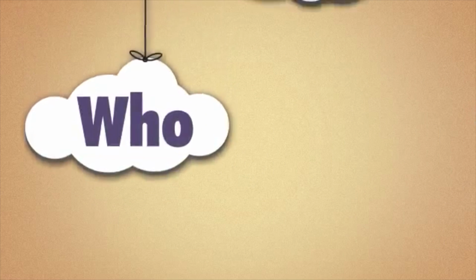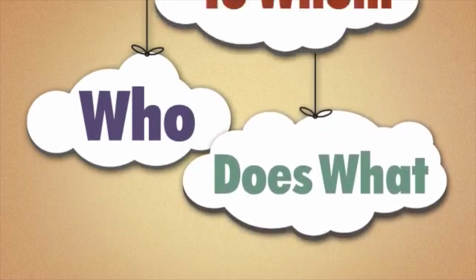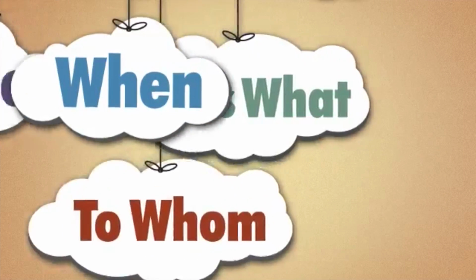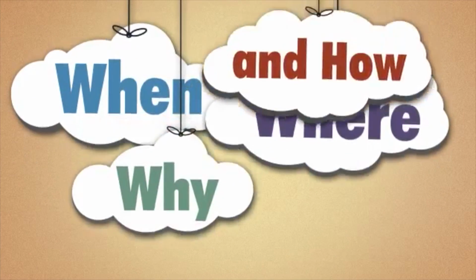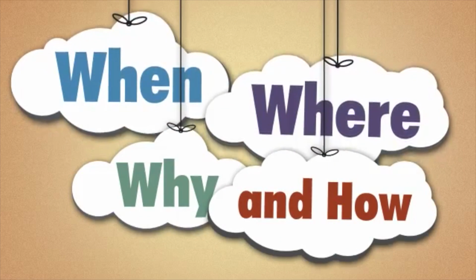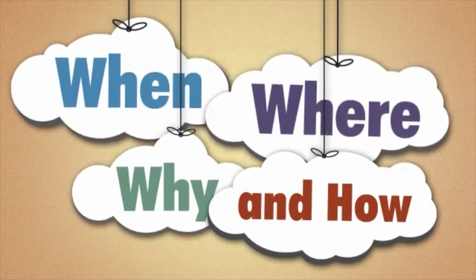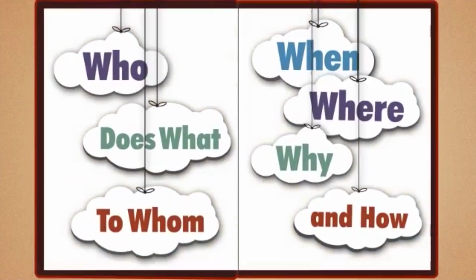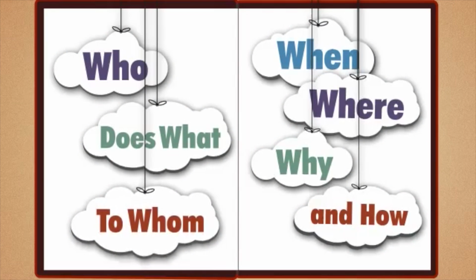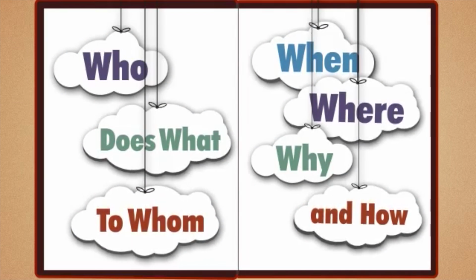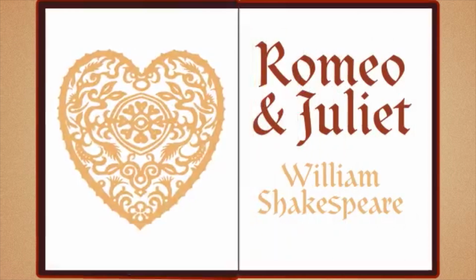Teach them how to use prompt questions, such as who, does what, to whom, when, where, why, and how, to identify the important points. By asking students to answer these questions, you get them to focus on what really matters, rather than unimportant details. Let's say you're teaching a literature course, and your students are reading Shakespeare's Romeo and Juliet.